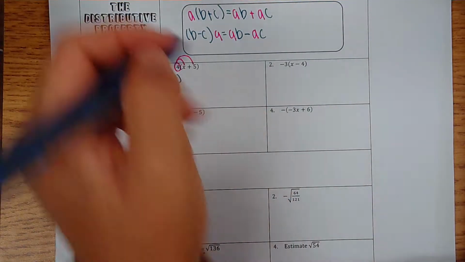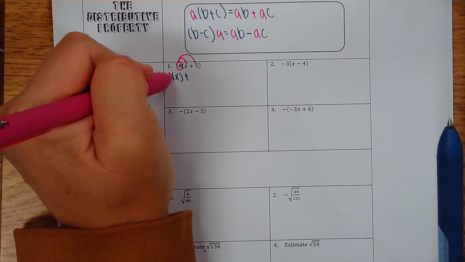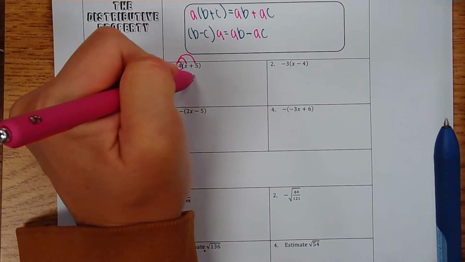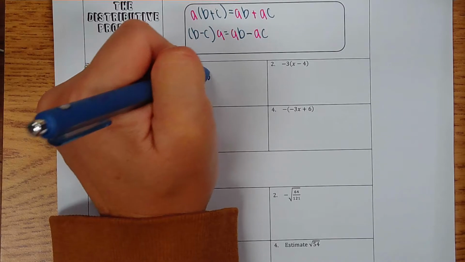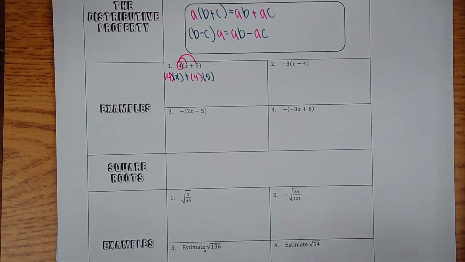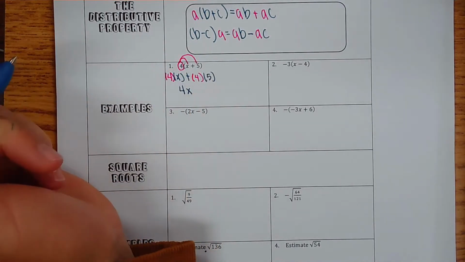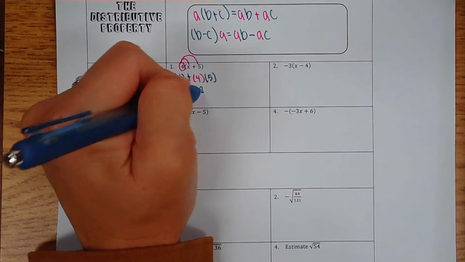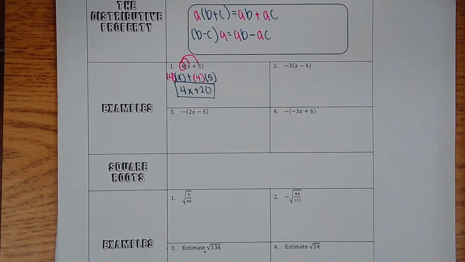times x plus, well, I should probably put 4 in parentheses, 4 times 5. All right, well, 4 times x is simply 4x, and 4 times 5 is 20. And that would be my answer.